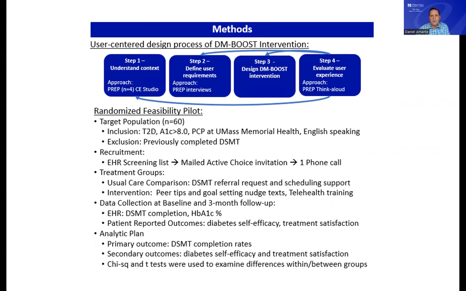Data collection was conducted at baseline and at a 3-month follow-up period, with the primary outcome being DSMT completion rate, which was collected through the EHR system, and secondary outcomes of diabetes self-efficacy and treatment satisfaction collected through baseline and follow-up questionnaires. Chi-square tests and t-tests were used to examine within and between group differences in these primary and secondary outcomes.